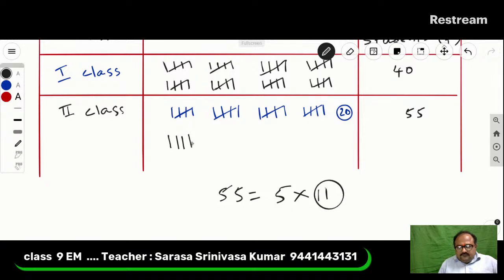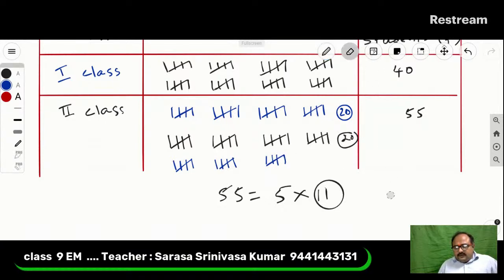1, 2, 3, 4, 5. So in this column also we have written 20. 20 plus 20, 40. Now we have to write 15. 1, 2, 3, 4, 5. So this is how we write the tally marks for 55.